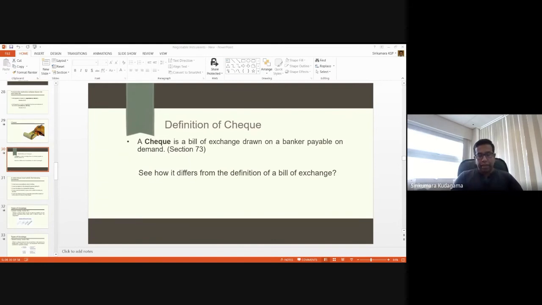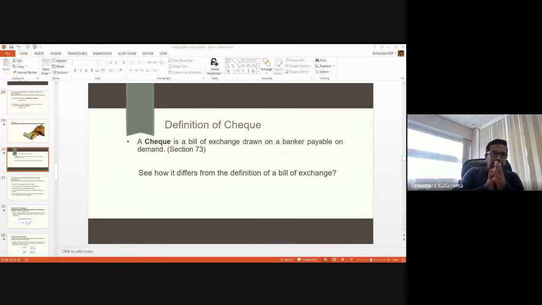drawer and drawee. When I say that I draw a check on Bank of Ceylon, what I mean is that I'm the drawer and Bank of Ceylon is the drawee. But that is the general definition of a bill of exchange. Here it is specific. A check is a bill of exchange drawn on a banker payable on demand. When you say drawn on a banker, the addressee of the order, the person to whom it is drawn, the drawee, is certain. It's a bank. It's a banker.